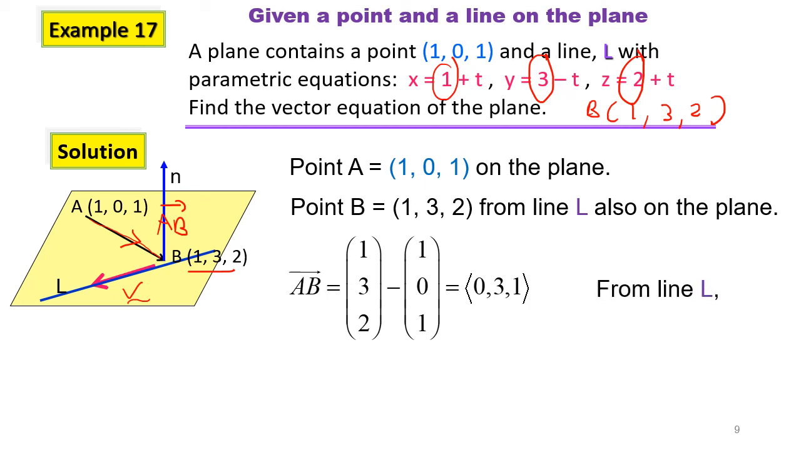Okay, and then from the line also, as I said earlier, we can find out V, right? Vector parallel to the line, that is 1, negative 1 and 1. And then later on we know that we have to do cross product to get N, right? That is the cross product between AB and also V. So let's move to the next slide.